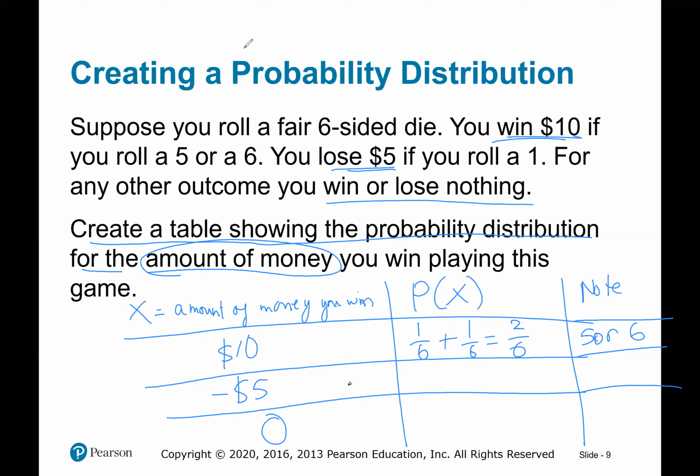All right. Now let's come back to the -5. If you roll number 1, only number 1 makes you lose $5. So to get number 1, what's the probability? It should be 1 out of 6, because there are 6 outcomes in total and you want only number 1.